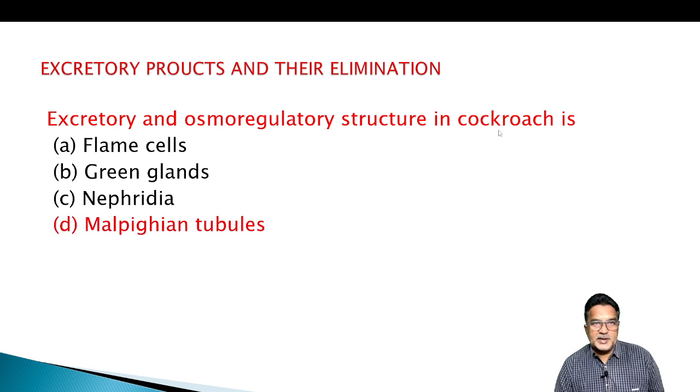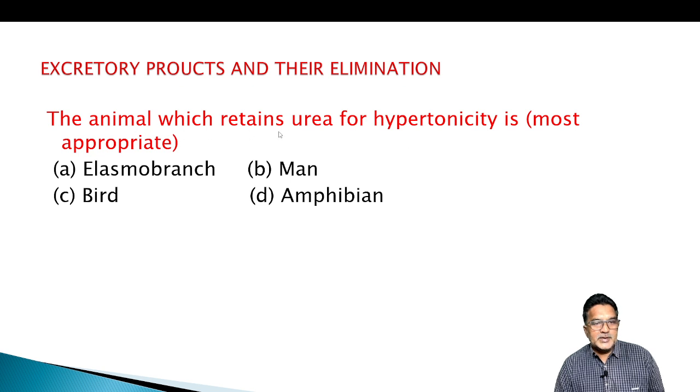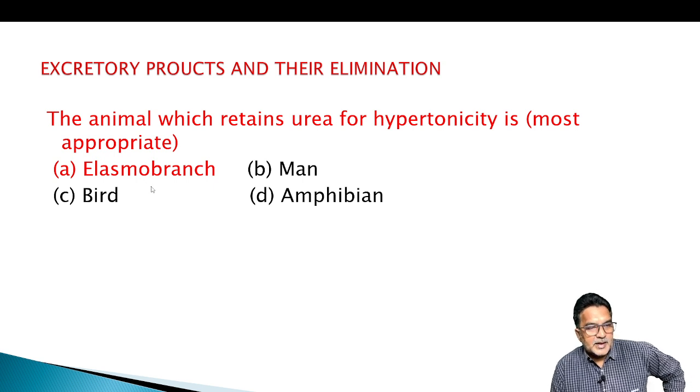Malpighian tubules are the specialized excretory structures of insects. Which animal retains urea for hypertonicity? For NCERT, we say cartilaginous fishes, the elasmobranch fishes. Cartilaginous fishes store a little urea in their blood and muscle. That's why their flesh gives a little foul smell when you eat it.